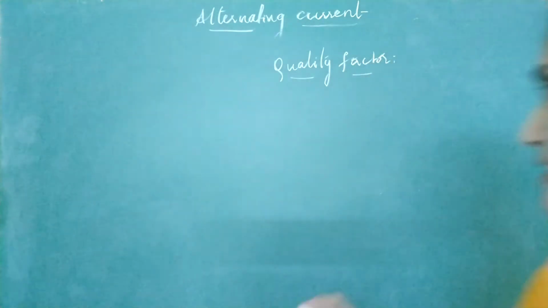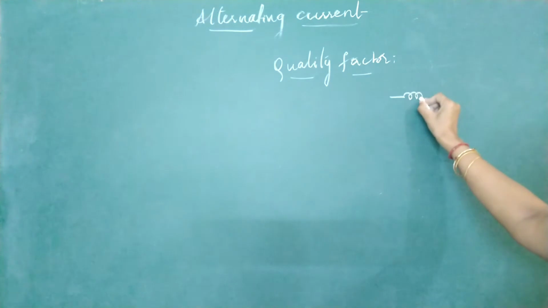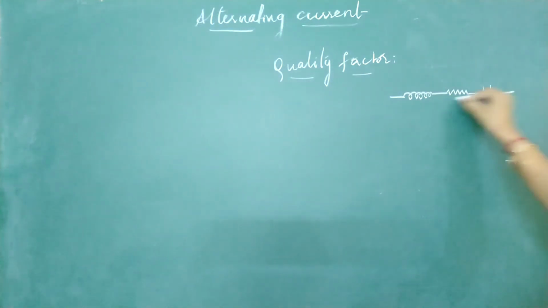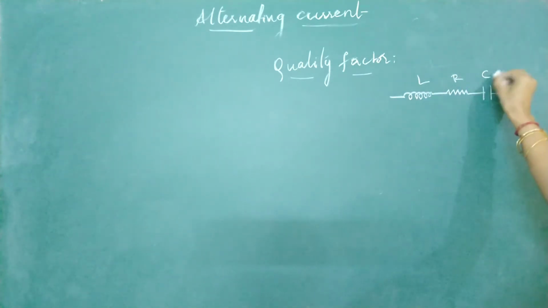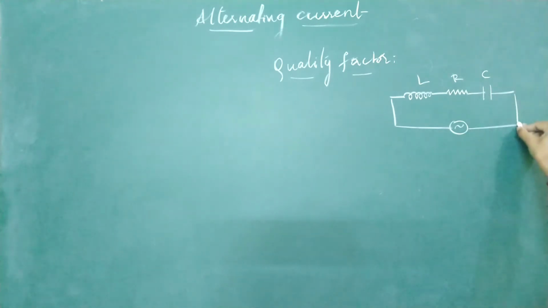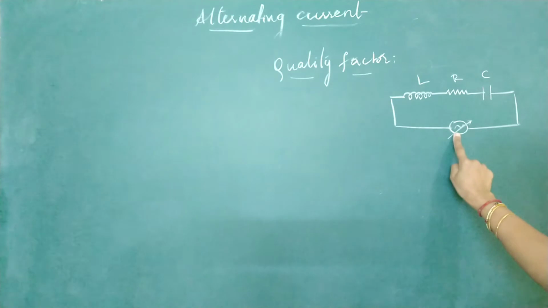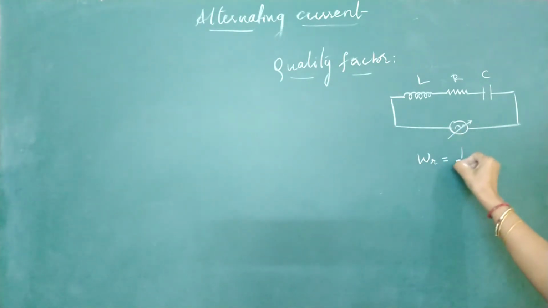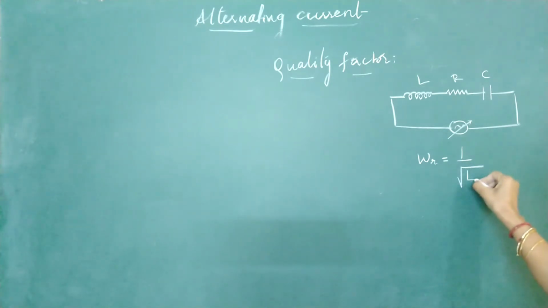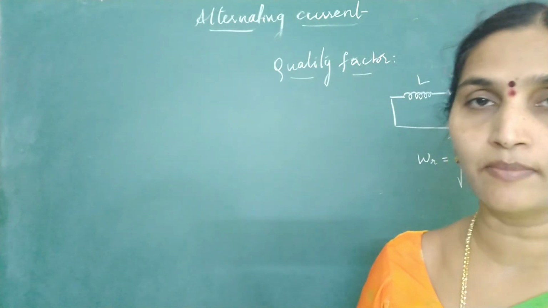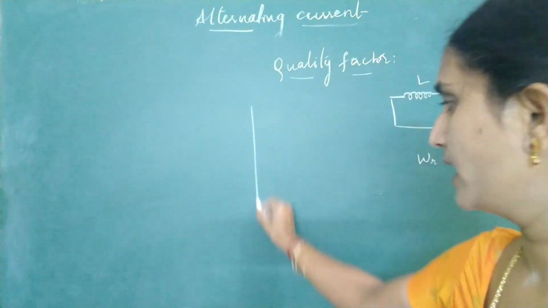For a series LCR circuit, consider an inductor, resistor and capacitor connected in series to an alternating EMF whose frequency is variable. If you start varying the frequency, at a particular frequency called the resonating frequency, which is equal to 1 by root LC, we have observed that current will reach its maximum value. I will show you the graph.